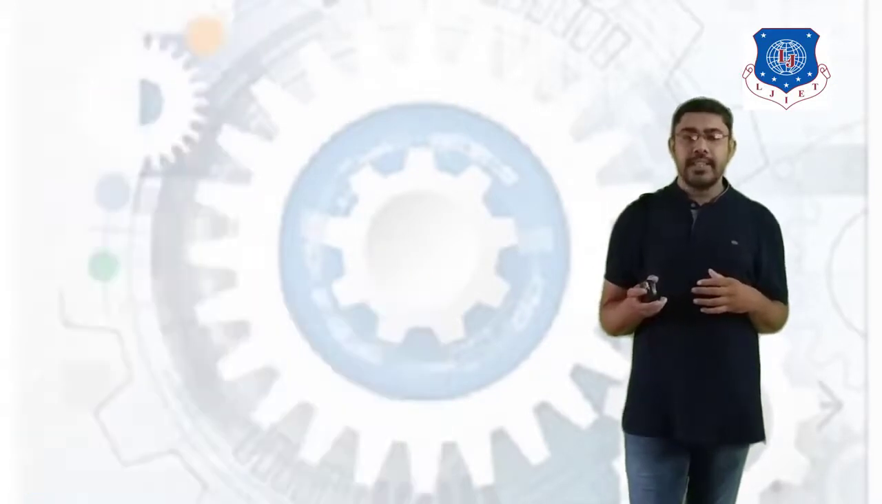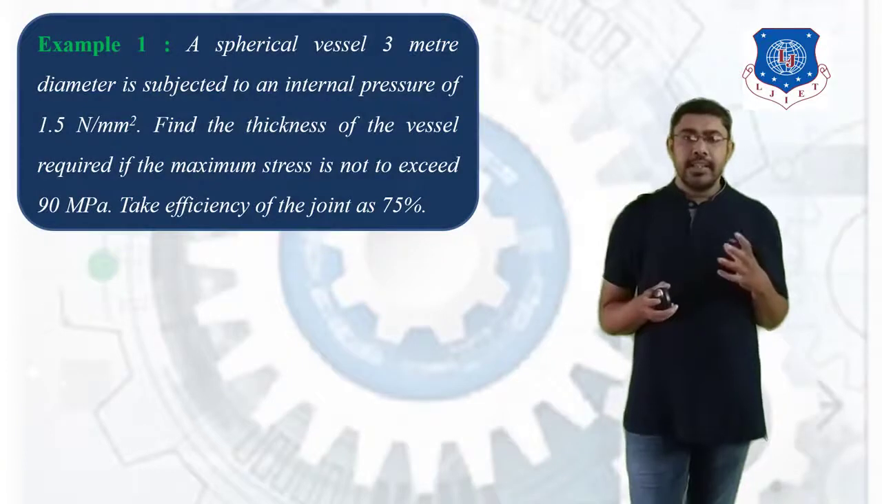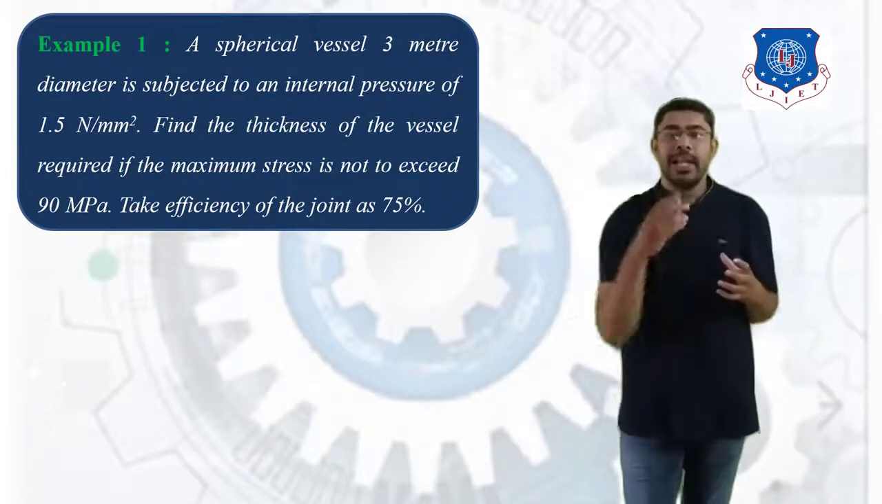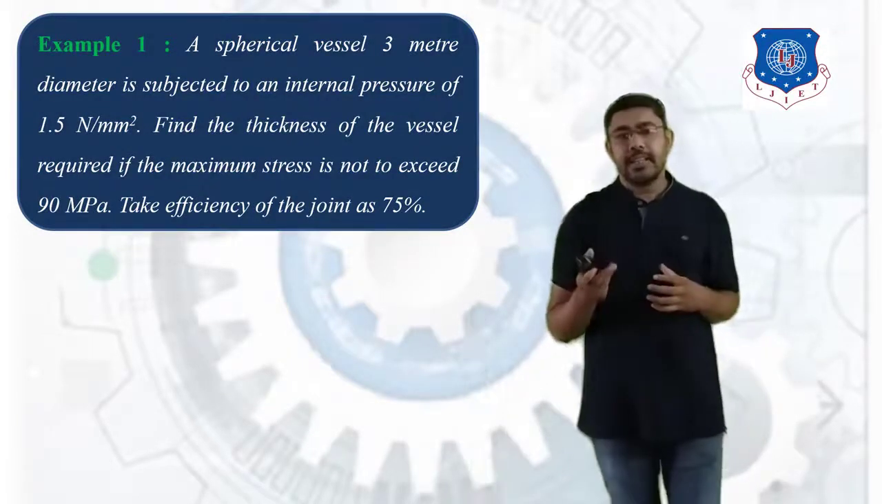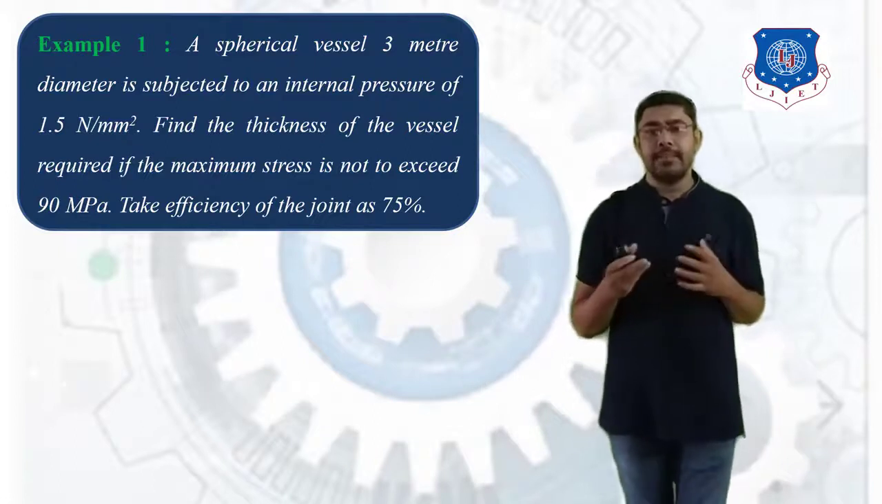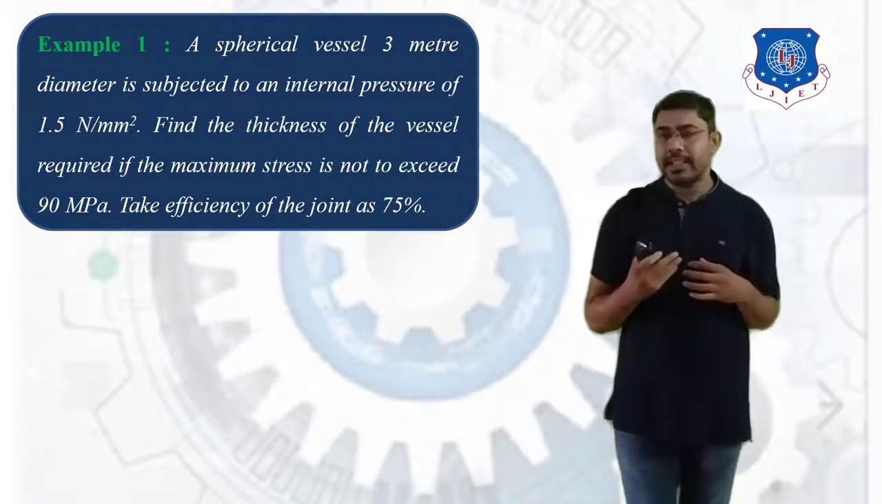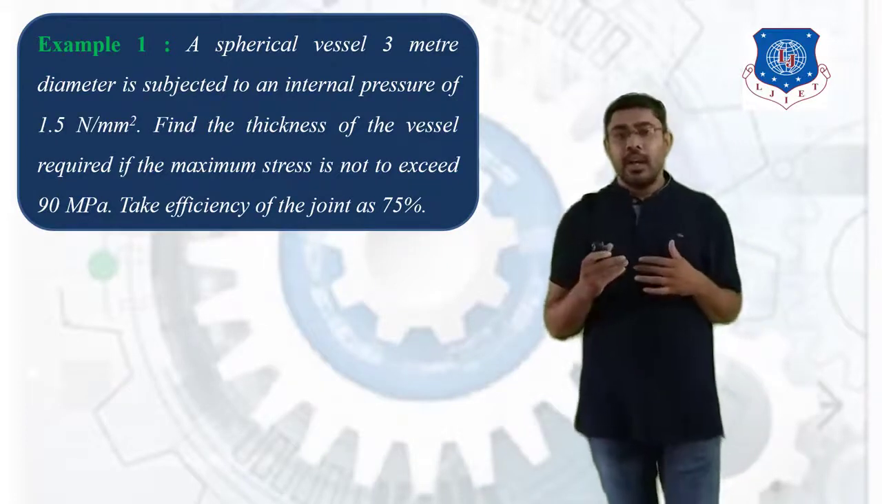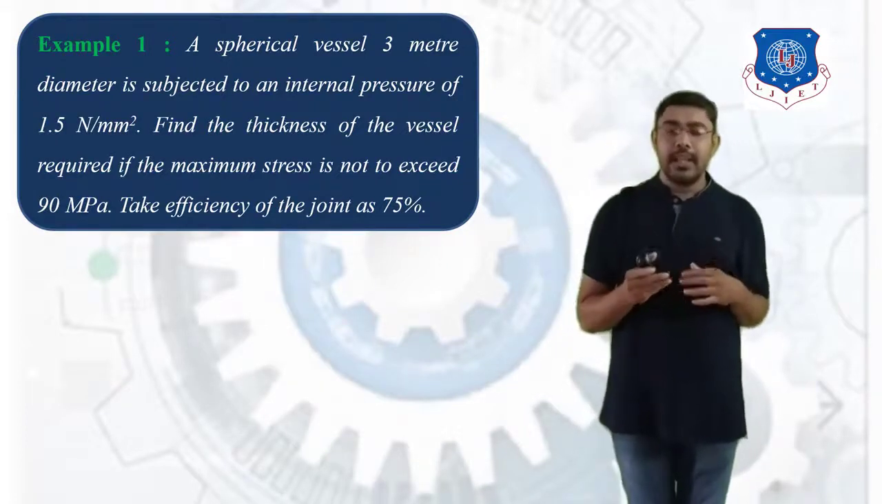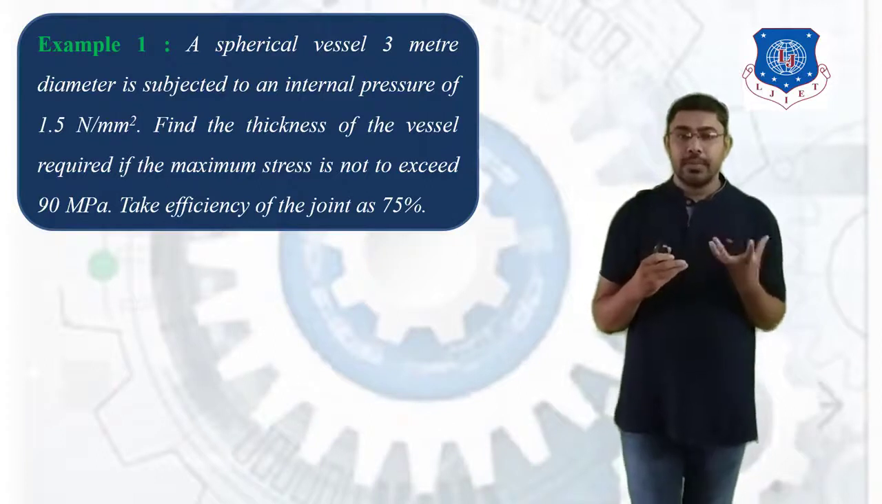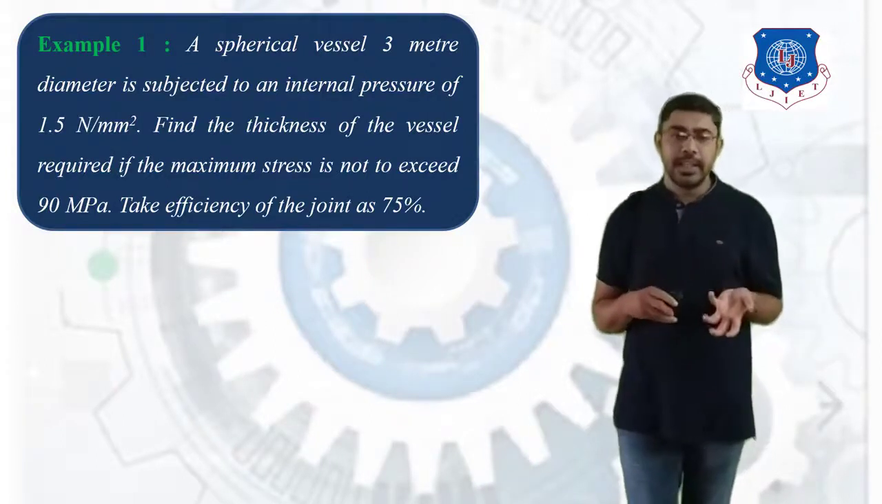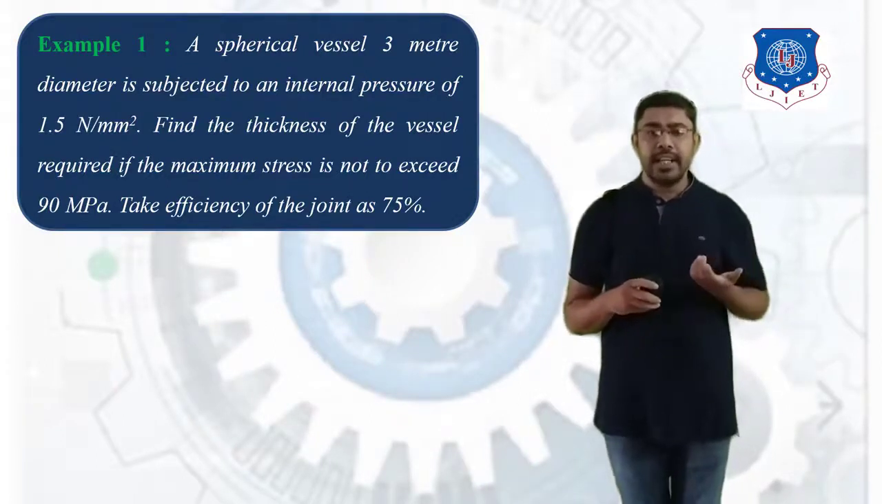Next, let us consider one example based on a thin spherical shell subjected to internal pressure. Now we know the equation for the thickness of the spherical shell and the diameter of a particular spherical shell. Now consider one example.